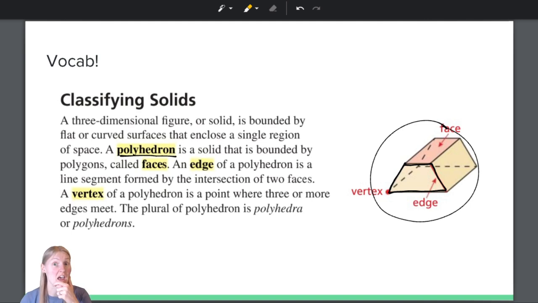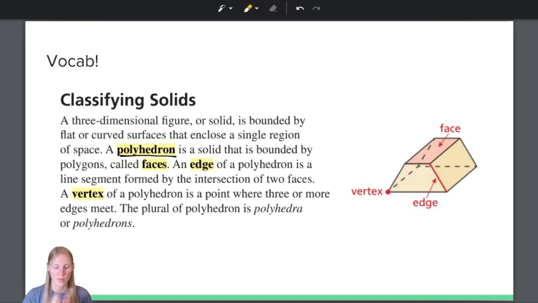What kind of shape is that? Oh, do we remember from chapter 7? It is a trapezoid. So it doesn't all have to be rectangles, it doesn't all have to be squares. You could have trapezoids, you could have triangles, you could have hexagons, you could have all sorts of polygons. But a polyhedron specifically is bounded by polygons, which we call faces.